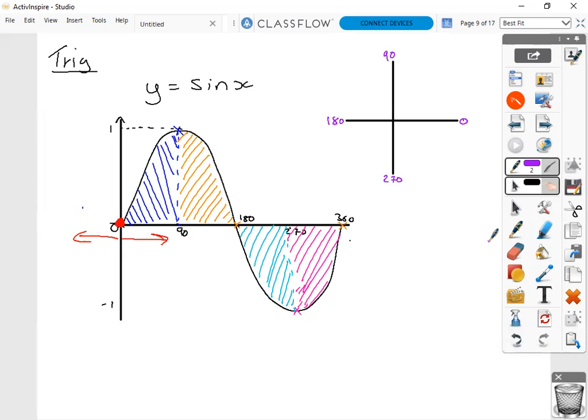Okay, so between 0 degrees and 90 degrees, in this first quadrant, sine is positive.